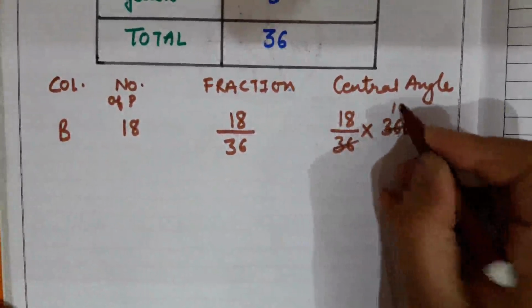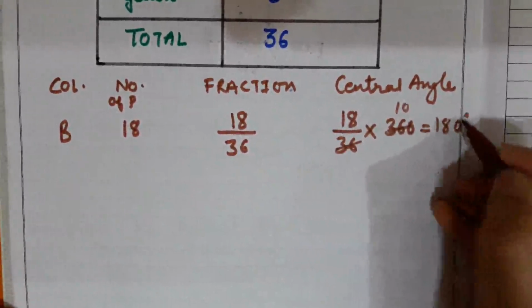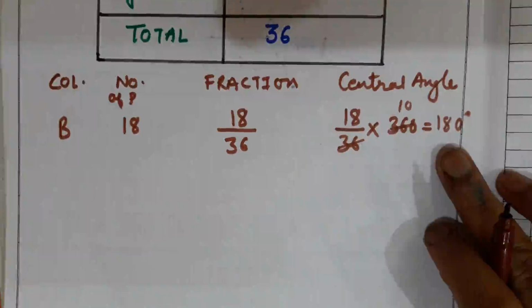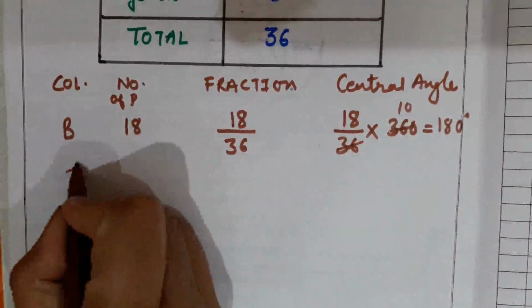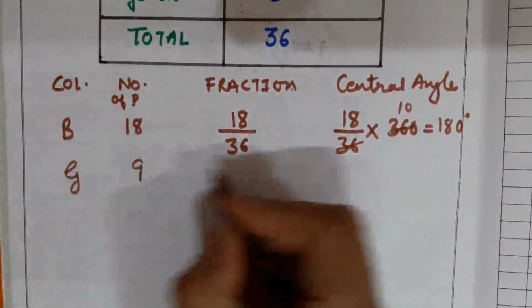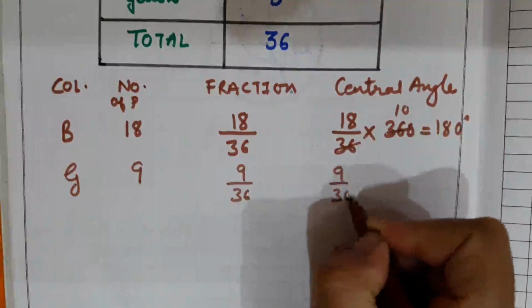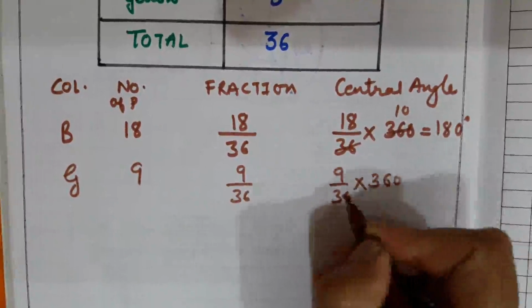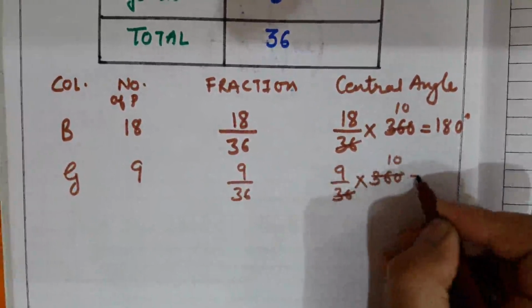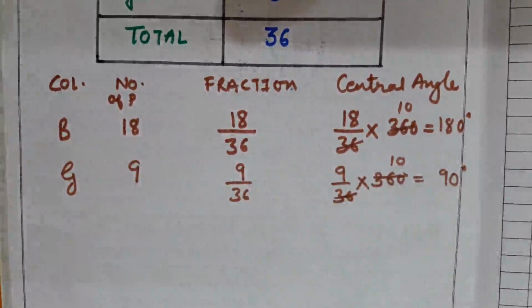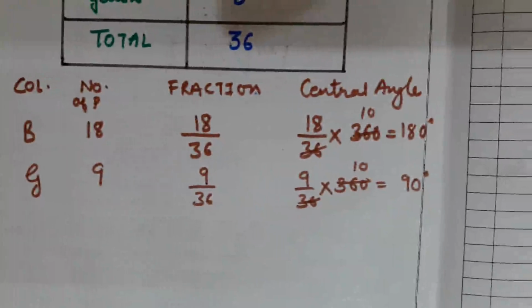So it gives you 180 degrees. So the blue color you can represent with 180. Then you have green. Green is 9 upon 36. 9 upon 36 into 360 gives you 90. So the green color is going to be represented with 90 degrees.